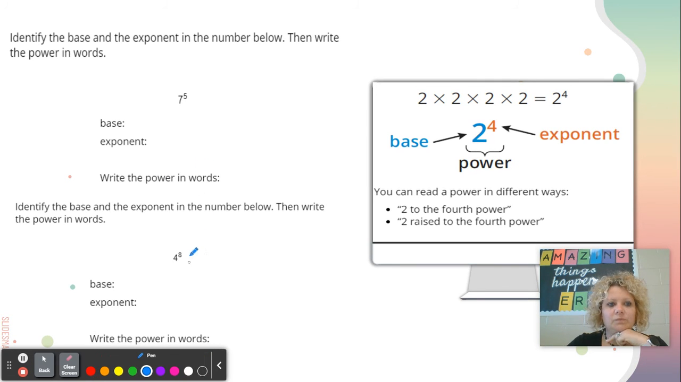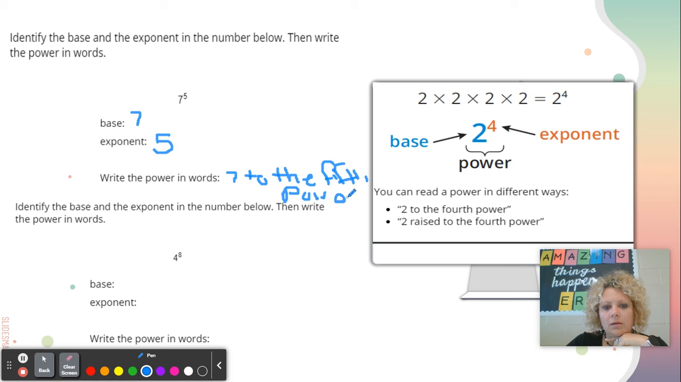All right, so my base, if we look over here, is going to be 7. My exponent is going to be 5. So I'm going to write this in words. What I could say is 7 to the 5th power. All right, so there's that one.